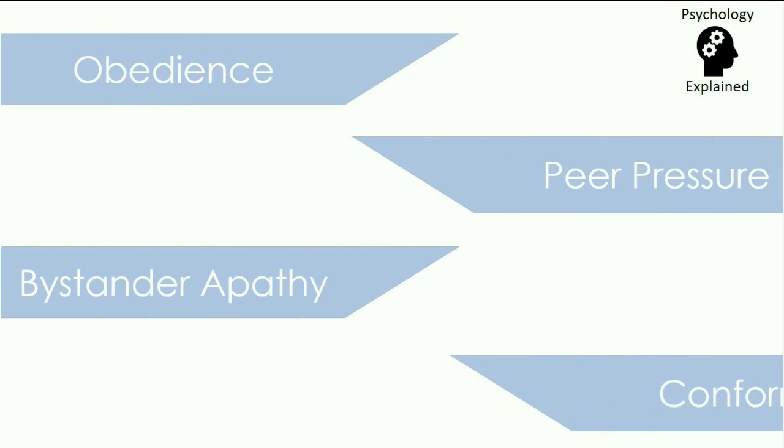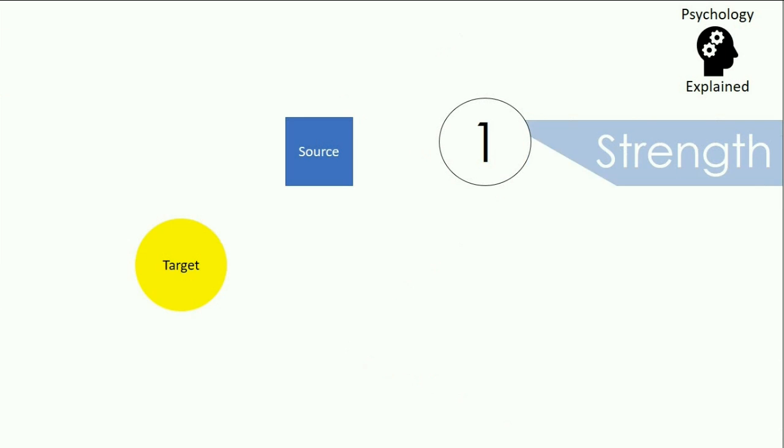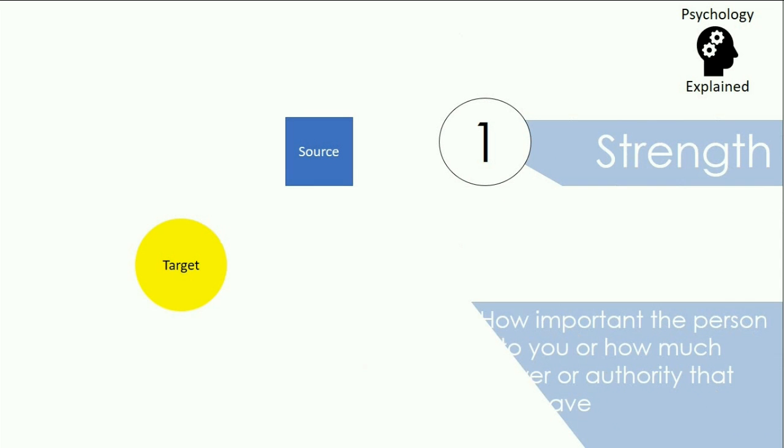We use social impact theory to explain a number of different behaviours in social science, things like obedience, peer pressure, bystander apathy, and conformity. The first factor is that of strength. This is how important the person giving the order is to you, or how much power or authority they have over you. So the source in this situation isn't very important to the target and has a minimal impact. However, if they were your boss, they would have more of an impact.